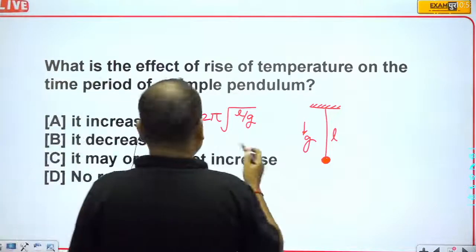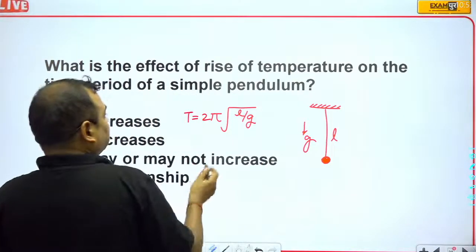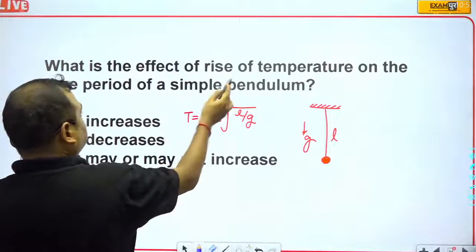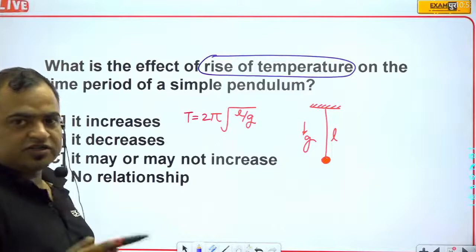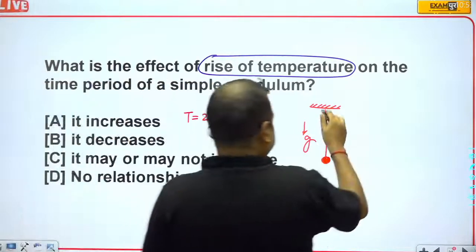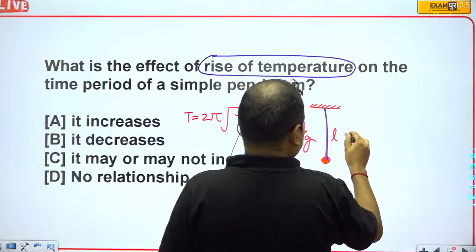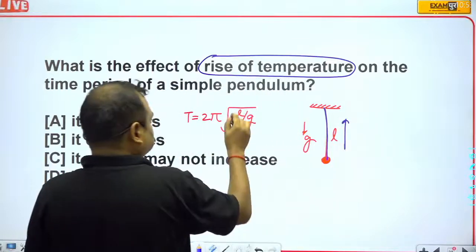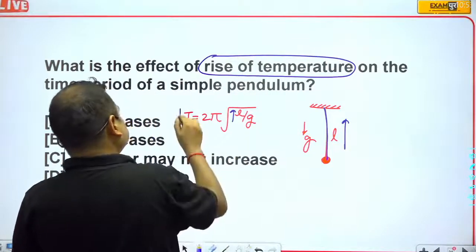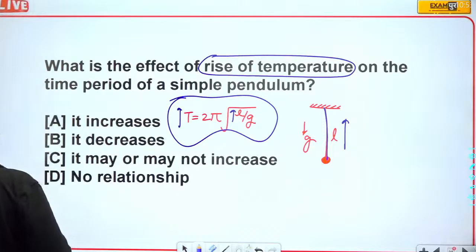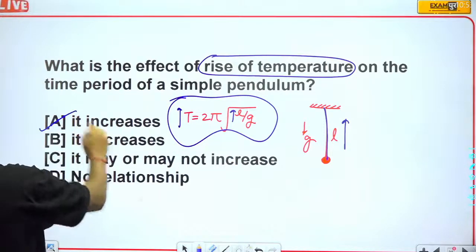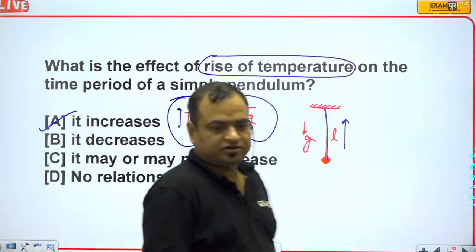In case of the effect of rise of temperature, if you increase the temperature, then obviously this metallic rod length will increase, and hence the time period will also increase. So A part will be the correct answer.